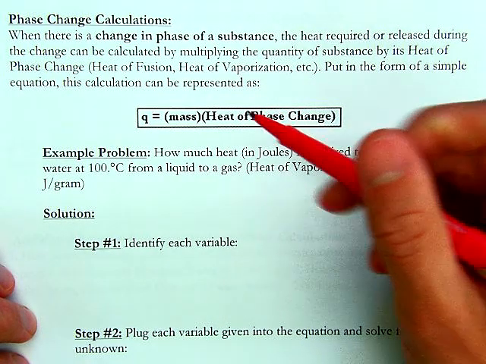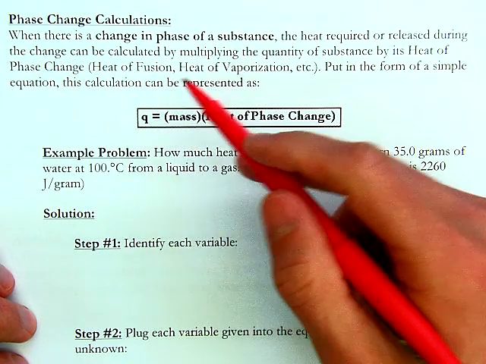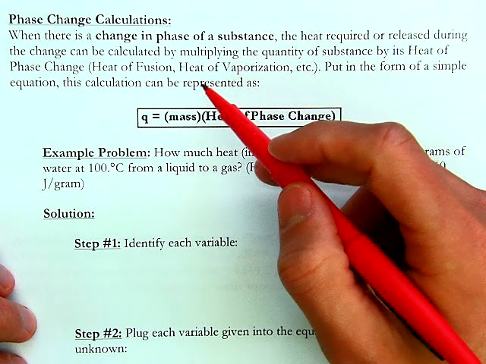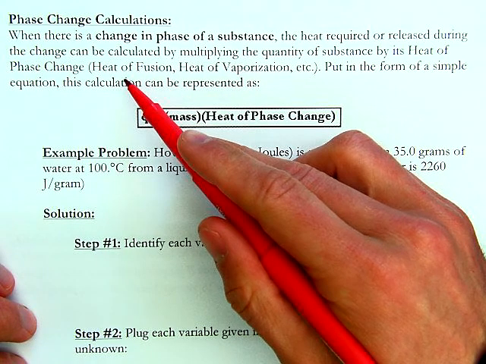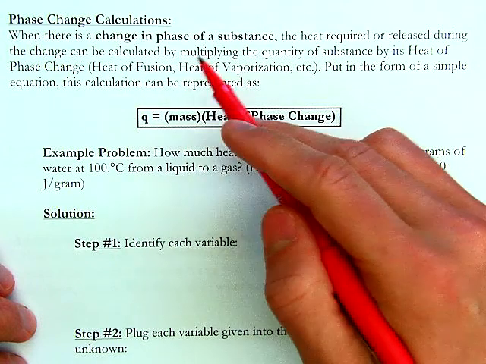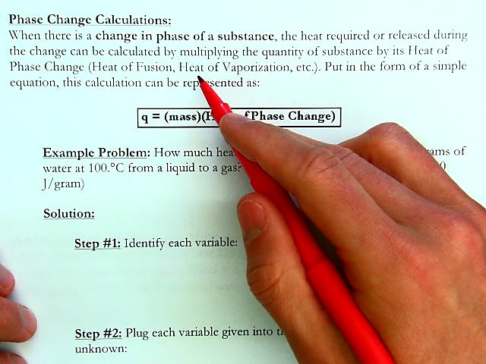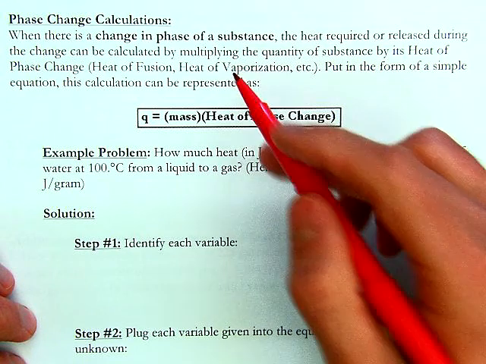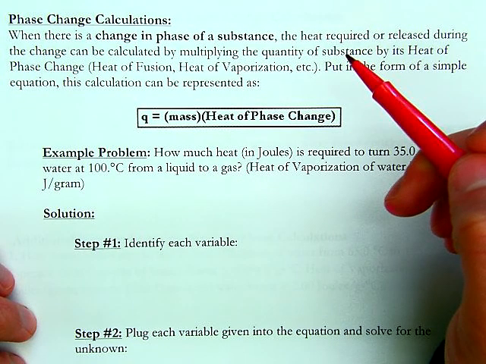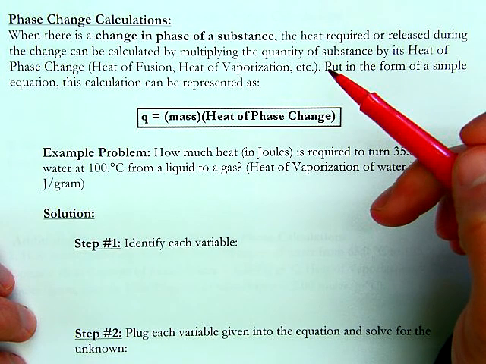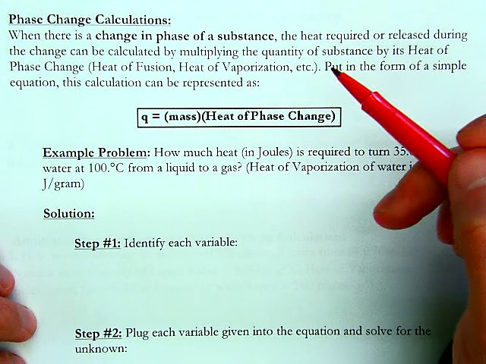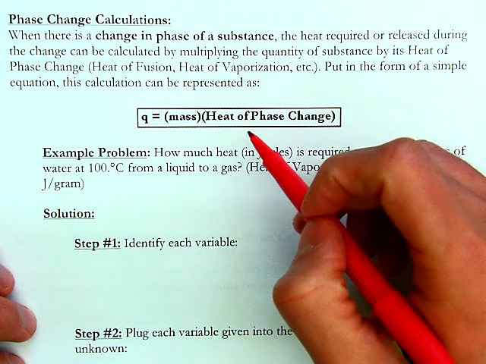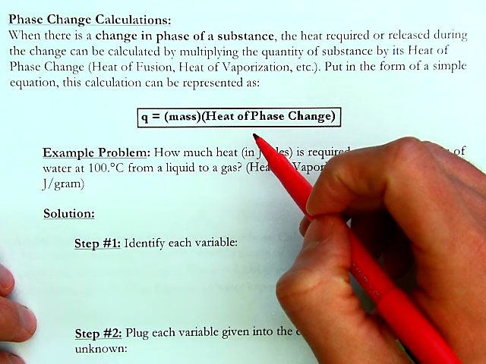There are also molar heat of fusion or molar heat of vaporization. That's the amount of energy to turn 1 mole from a solid to a liquid, or the amount of energy required to turn 1 mole of a liquid into a gas. But if it's not molar heat of fusion or molar heat of vaporization, then it's probably in a per gram kind of thing. So Q is the mass times the heat of the phase change. I think the easiest way is just to do some examples here.